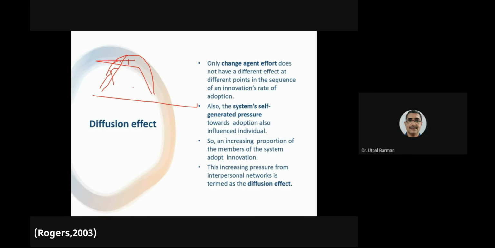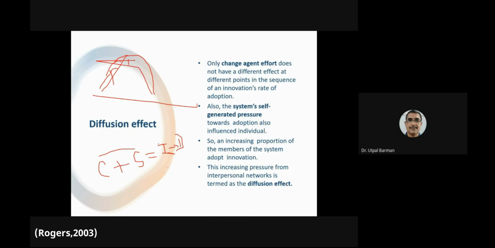For this, there is no mechanism from the extension system or others to generate this pressure. It is self-generated pressure, and depending on the social system, this pressure will sometimes generate quickly or sometimes slowly, and it will also differ on the basis of the innovation. Ultimately, because of the combination of these two, one the change agent's effort and the other the system's effort, the innovation is diffused in the system.